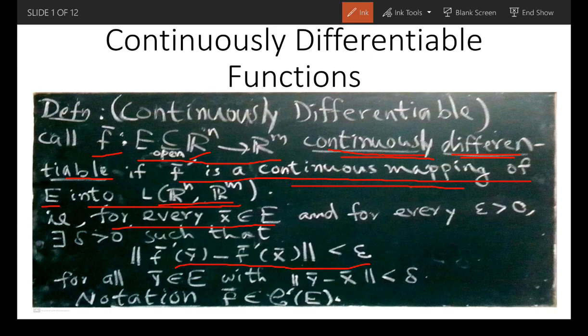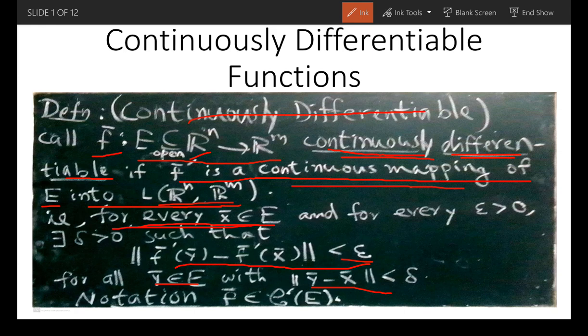So norm of f dash of y minus f dash of x, they are the images under f dash. That should be less than epsilon whenever the points x and y are close in E. So norm of f dash of y minus f dash of x is less than epsilon for all y in E with norm of y minus x less than delta. If this happens for every x in E, then we say f is continuously differentiable.